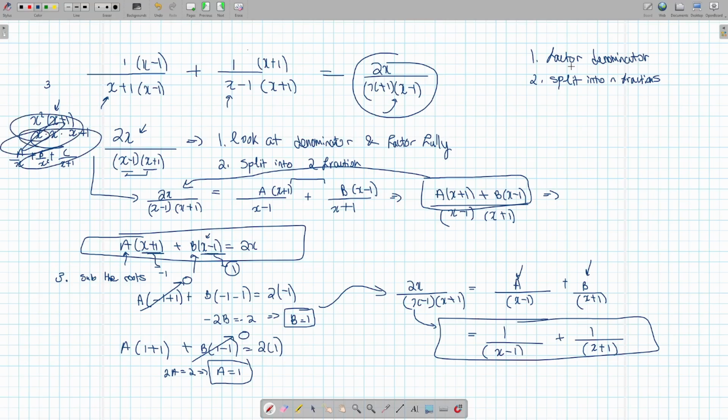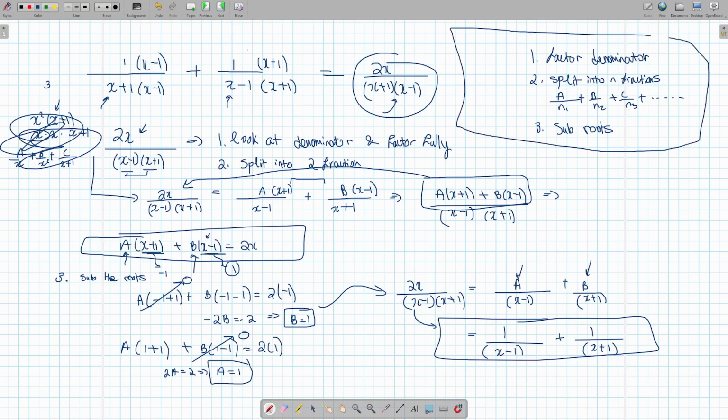Let's go back to our steps. So, split into n fractions. We don't know how many that n is. So, a over n1 plus b over n2 plus c over n3, and so on and so forth. Third step is substitute your roots. Okay, very easy. It's not hard. It's just these 3 steps.